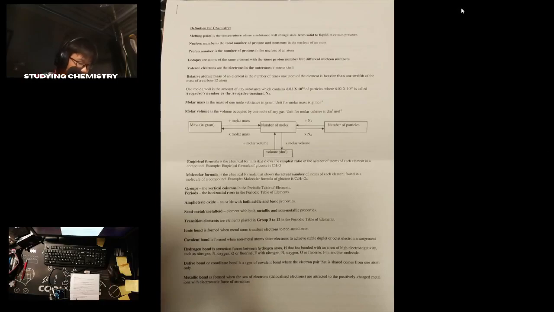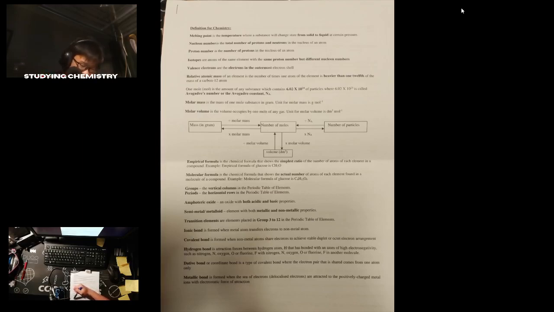Groups. The vertical columns in the periodic table of elements. Periods. The horizontal rows in the periodic table of elements. Amphoteric oxide. An oxide with both acidic and basic properties. Semi-metals / metalloid. Element with both metallic and non-metallic properties. Transitional elements are elements placed in group 3 to 12 in the periodic table of elements.